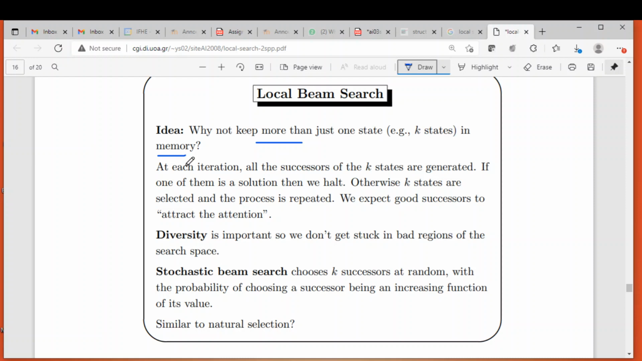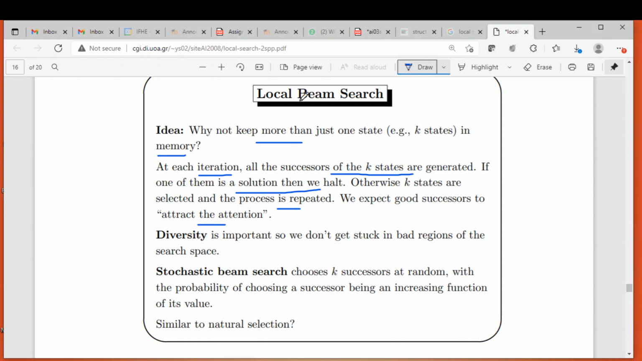What it does is, at each iteration, all successors of k states are generated. If one of them is a solution, then halt. Otherwise, k states are selected and the process is repeated. We expect good successors to attract the attention.